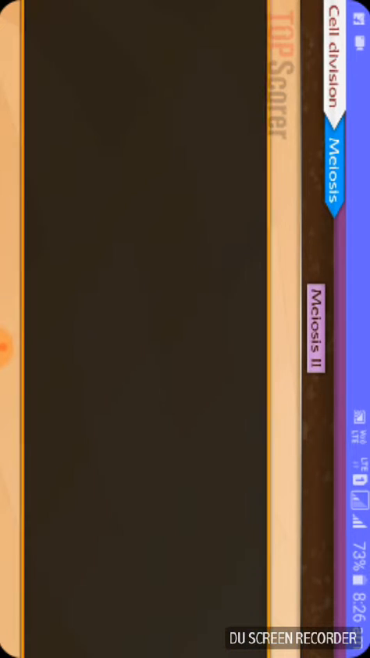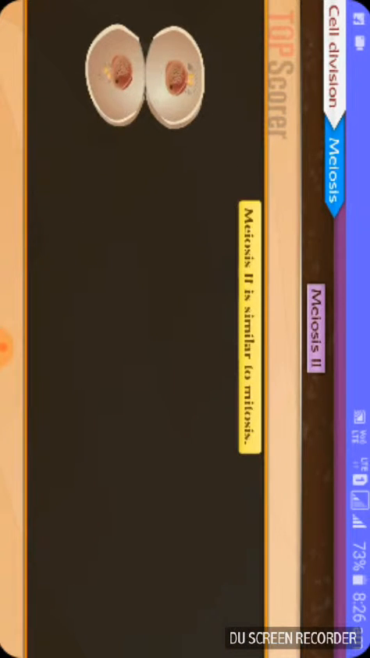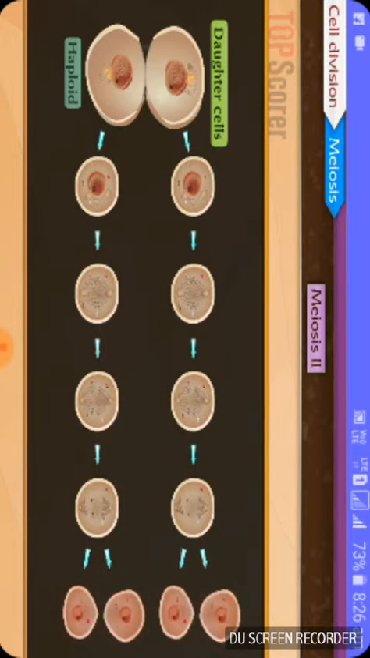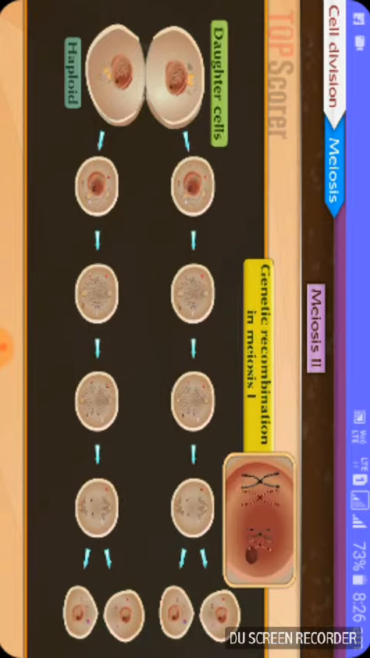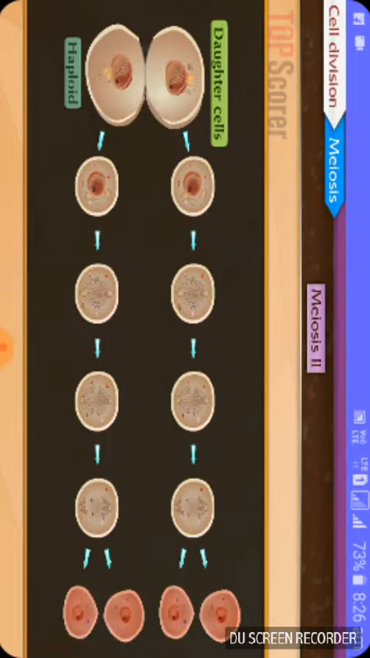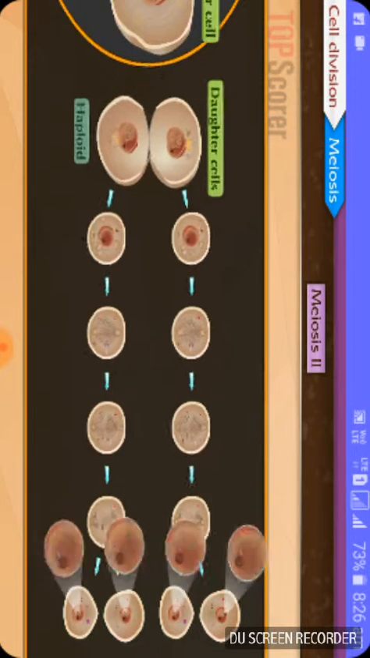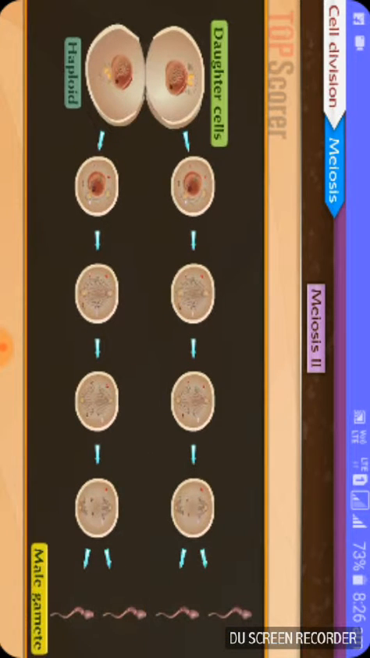Meiosis 2. Meiosis 2 is just like mitosis. In this stage, the 2 haploid daughter cells formed in meiosis 1 undergo division, and finally 4 haploid daughter cells are formed. Since there was genetic recombination in meiosis 1, all the 4 daughter cells formed are genetically different from the mother cell and from each other. These cells now transform into gametes, which are always haploid, that is, have n number of chromosomes.